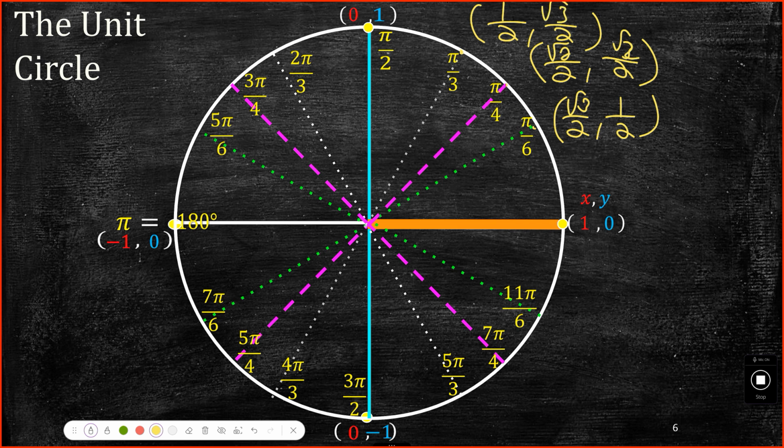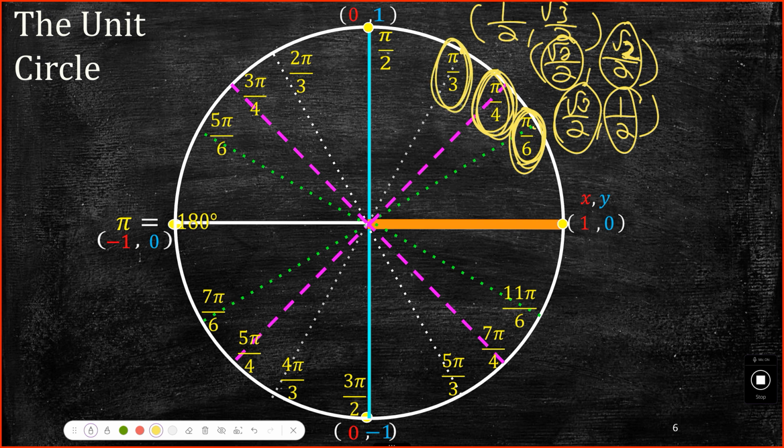There it is. So if anybody asks what is the cosine of pi by 6, cosine pi by 6 is root 3 over 2. Sine pi by 6 is 1/2. Cosine pi by 4 is root 2 over 2. Sine pi by 4 is root 2 over 2. Cosine pi by 3 is 1/2. Sine pi by 3 is root 3 over 2.